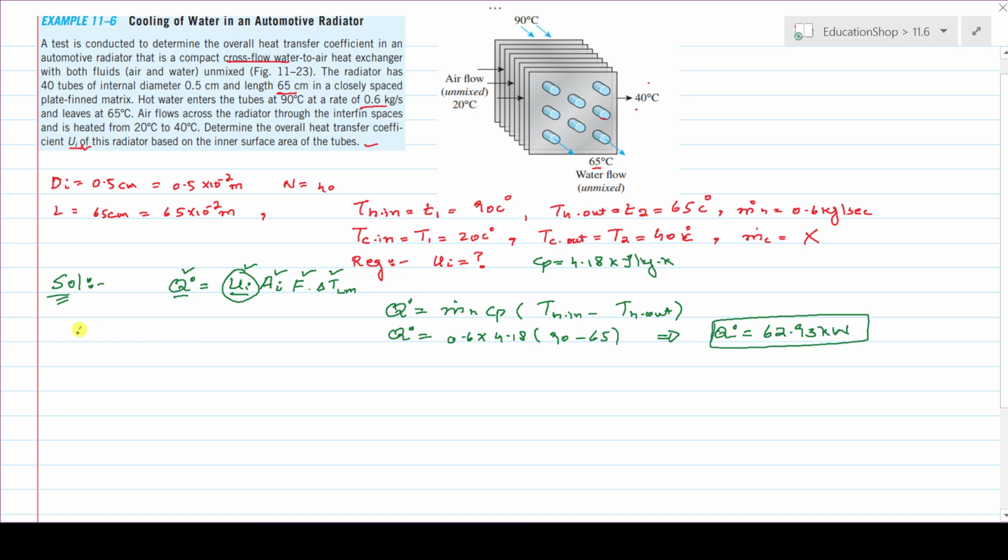Next is to find the internal surface area of the tube, that is pi Di L. The value of pi is constant, Di is 0.5 multiplied by 10 to the power minus 2, and L is 65 multiplied by 10 to the power minus 2. Simply multiply and you will get the internal surface area, that is 0.408 meter square.